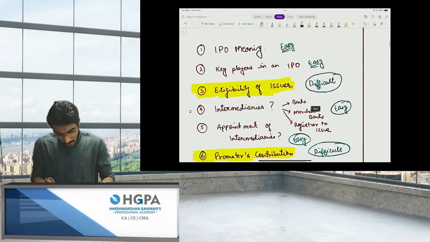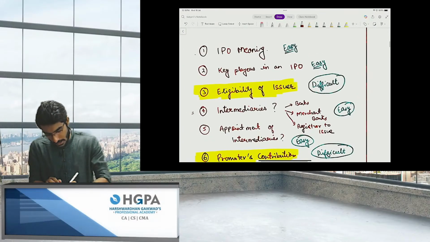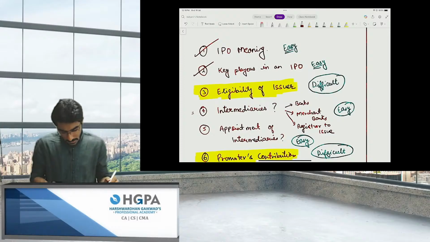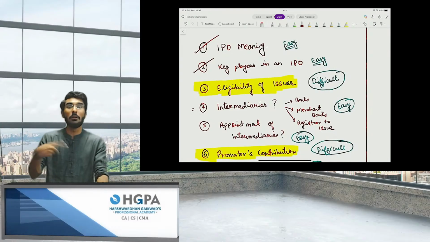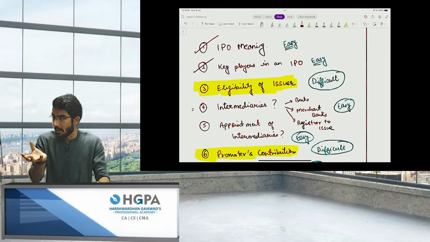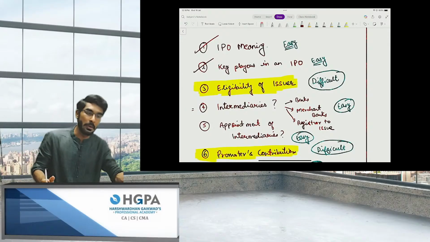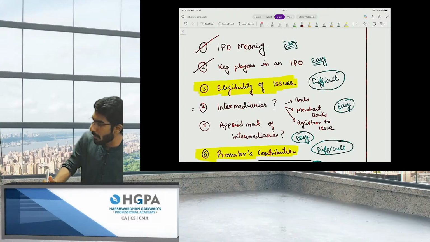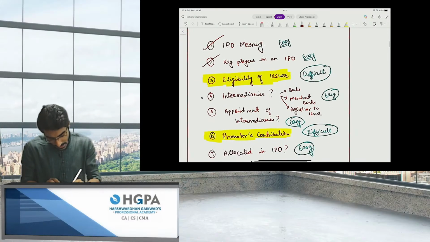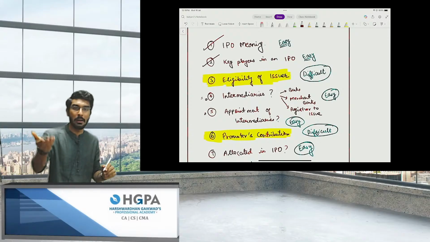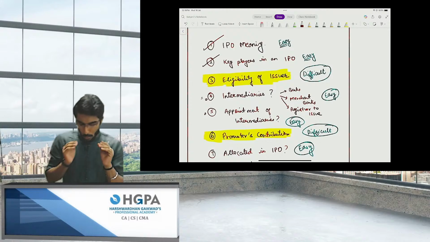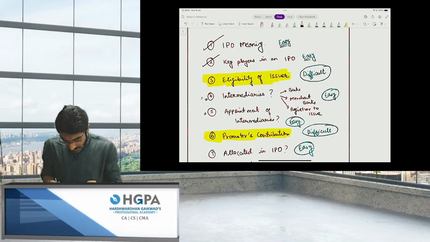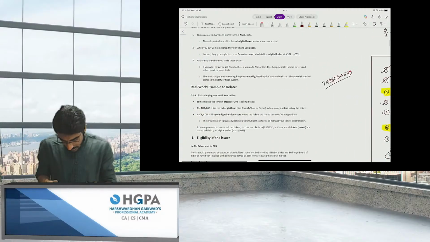Now, people, we are done with this. We are done with second topic. Now, before we begin with the eligibility of issuer, people, we need to understand who are the intermediaries, who are the ones that help the key players in an IPO process. First, we will cover, people, 4th and number 5, and then we'll come to the eligibility of the issuer. Cool, people. Without wasting any time, people, let's get started.